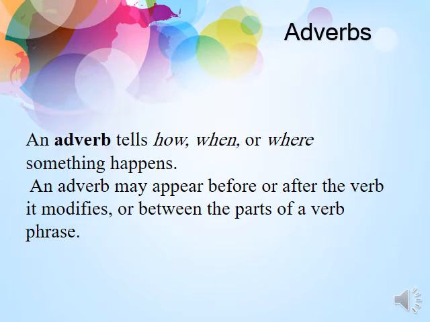So let's look at the adverb, what it is and what it modifies. An adverb tells how, when, or where something happens. So, how, when, and where. We can identify some adverbs of where, like outside, inside, up, down, above, and nearby, somewhere, anywhere.